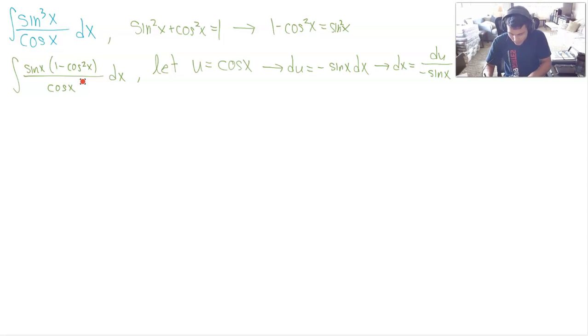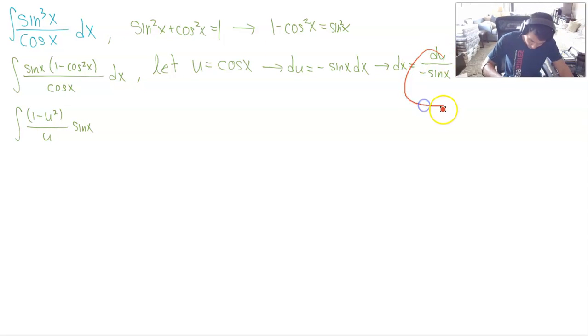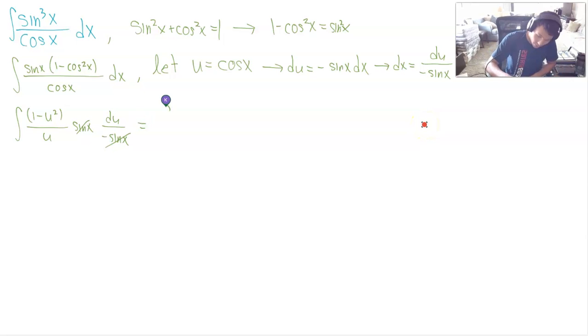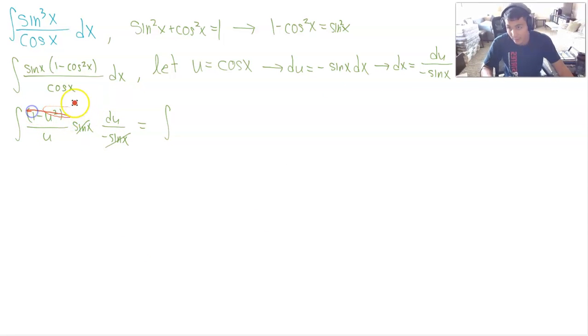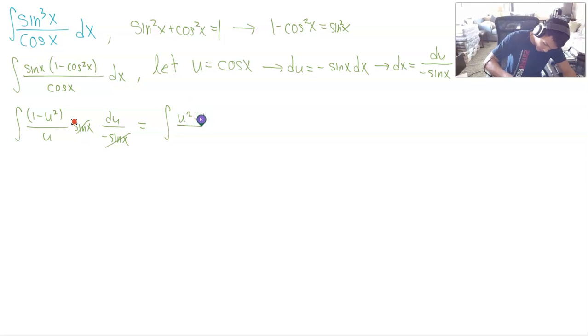Okay, so if we use all those facts, we can write our integral, and then we'll have 1 minus u squared divided by u, and then we remember we had a sine x here, but our dx is now this thing, so we have a du divided by negative sine x. So you can see the sine x's can cancel, but we have a negative 1. Keep in mind that negative 1 doesn't go away. So I'm going to factor in the negative 1 and get (u squared minus 1) divided by u du. So that's my new integral, and that's a lot nicer.